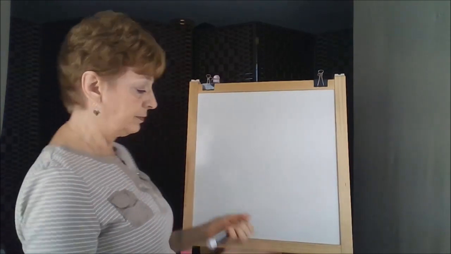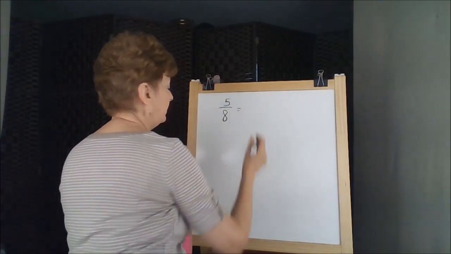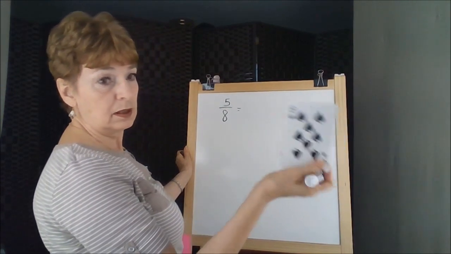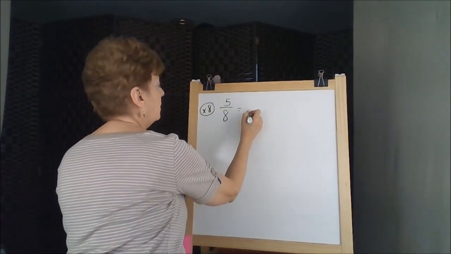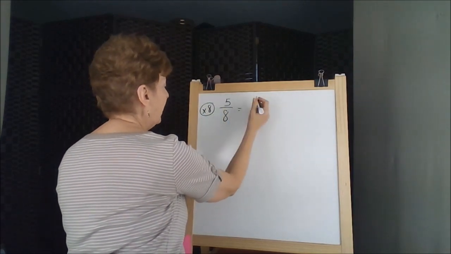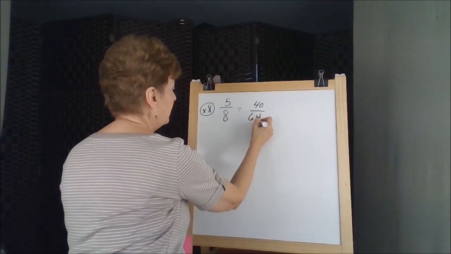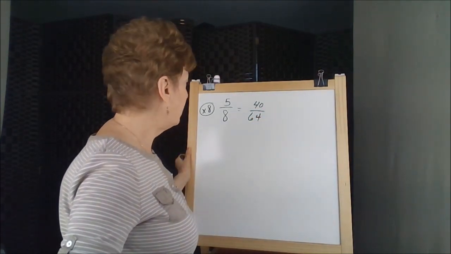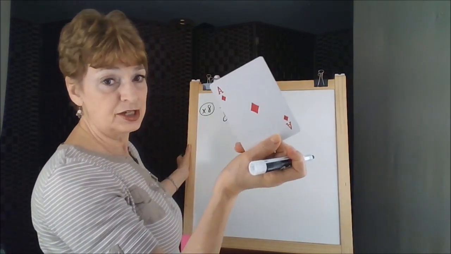5/8. By 8. 8 times 5, 40. 8 times 8, 64. You can see how this would really be very good with reviewing the multiplication tables too.